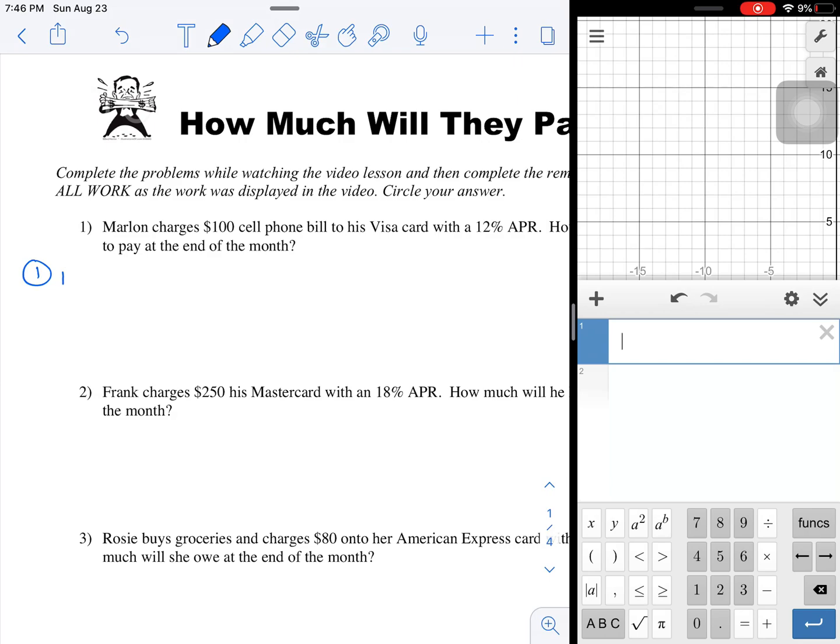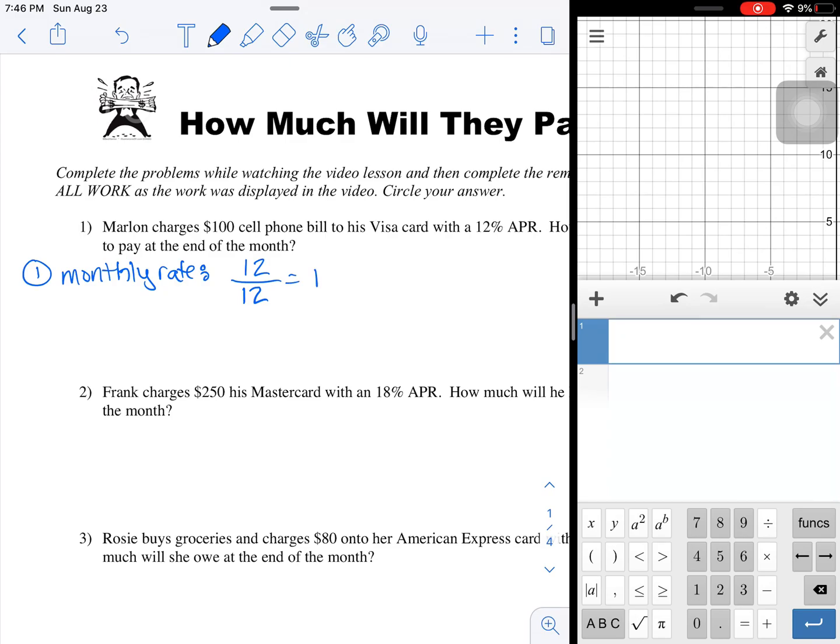So we are going to take, just title this, monthly rate, and you're going to take the 12% and you're going to divide it by how many months in a year. Well, how many months are in a year? There's 12 months in a year. So 12 divided by 12, I don't think I need to go to the Desmos calculator, is 1, correct?